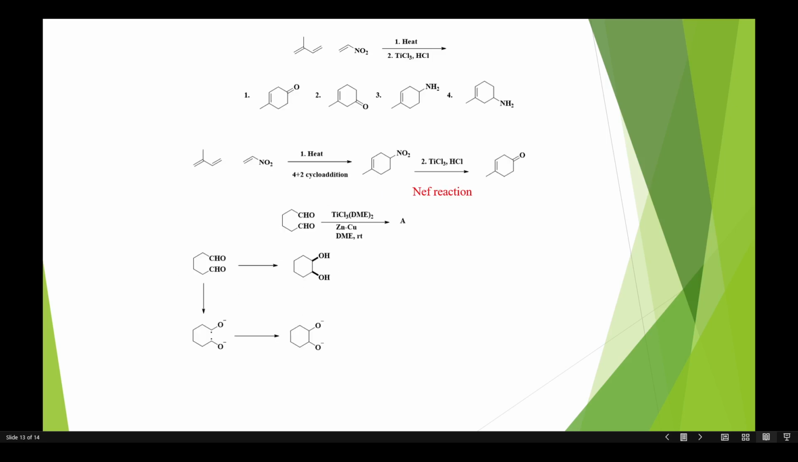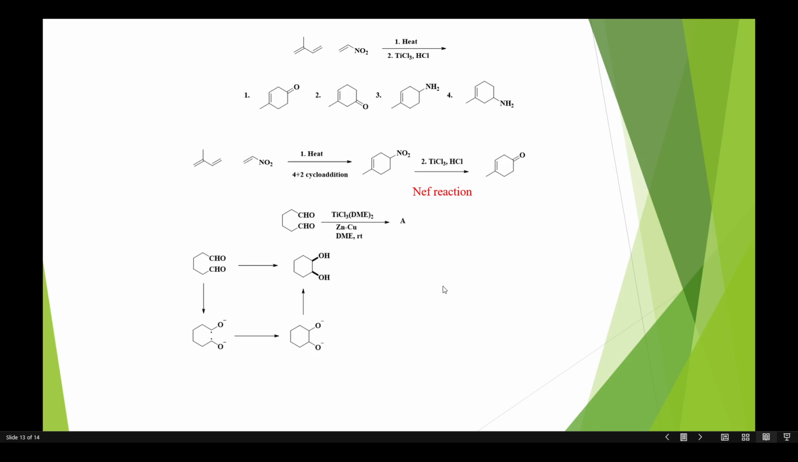The titanium chloride donates electrons to both carbonyl groups and forms a diradical anion, and after that this diradical anion couples, and carbon-carbon bond formation happens. After that protonation happens and you get a diol, and sometimes from the diol it can also be cleaved to the corresponding alkene.